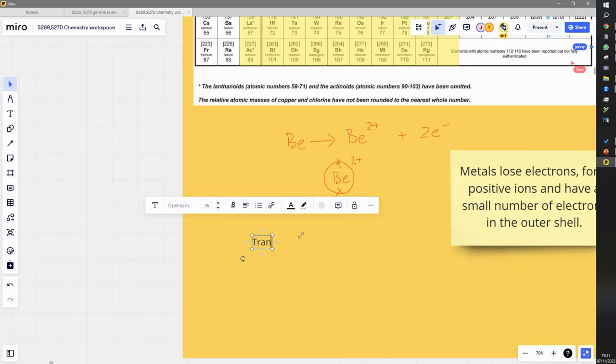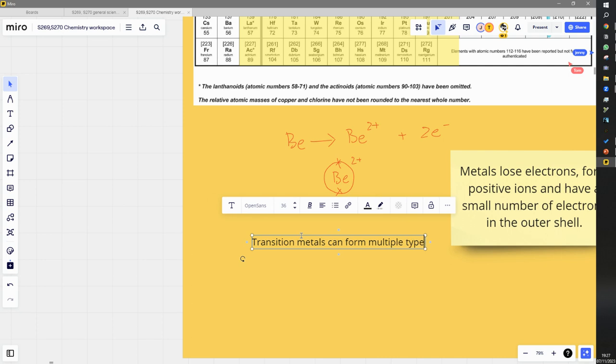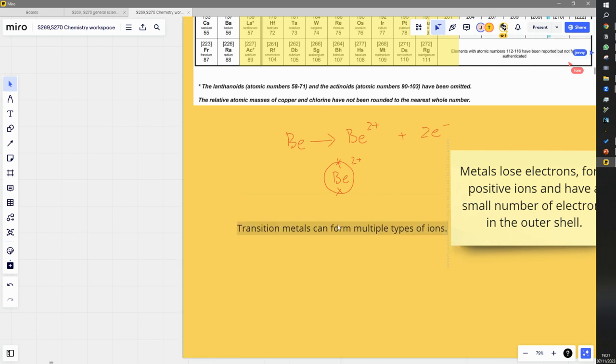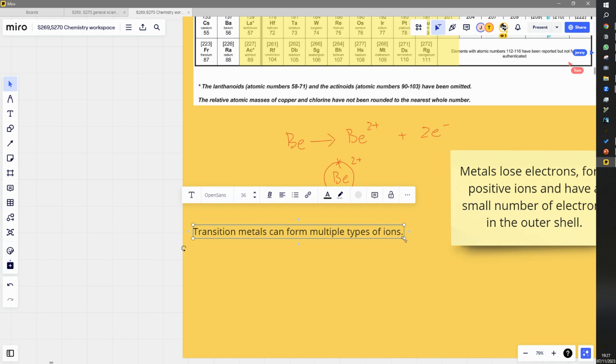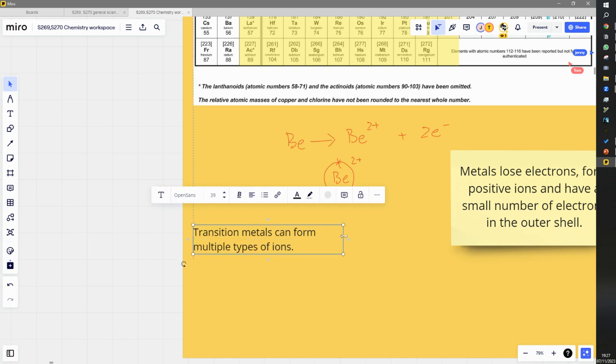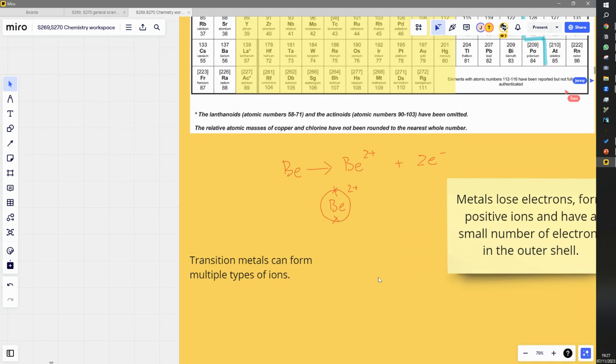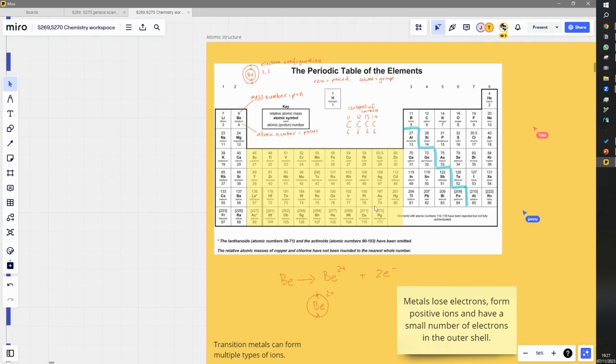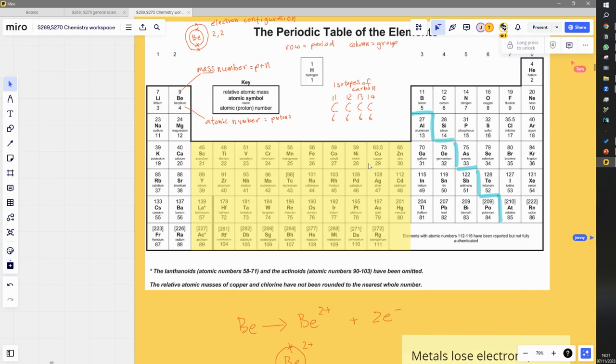Transition metals can form multiple types of ions. Okay, that's what makes transition metals weird. Another thing that's interesting about transition metals, and one of the things they'd like you to know, is that the compounds they form are colourful.